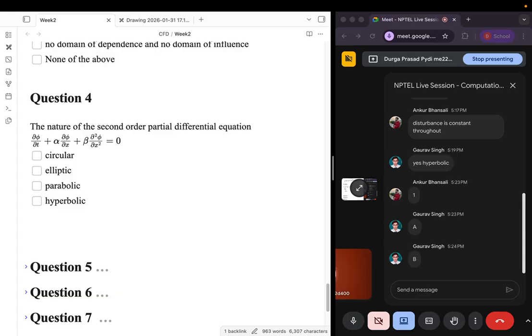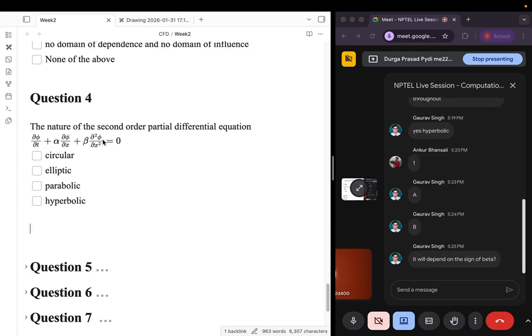So maybe let me ask a few more questions. Let's say you are given some differential equation which has so many variables. So how do you know which variables to choose for x or y, or can it be anything, can you arbitrarily choose anything? Let's say here there are only two variables, x and t. It will depend on the sign of beta.